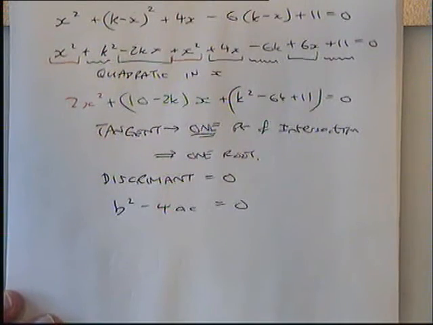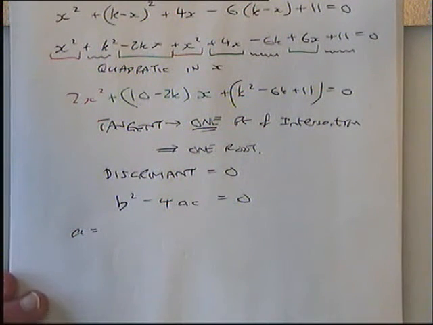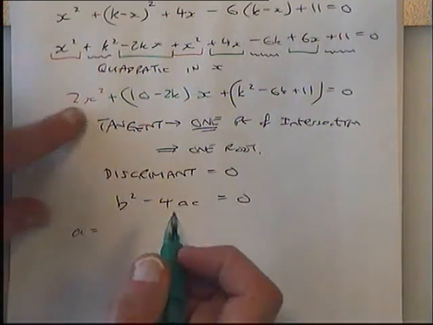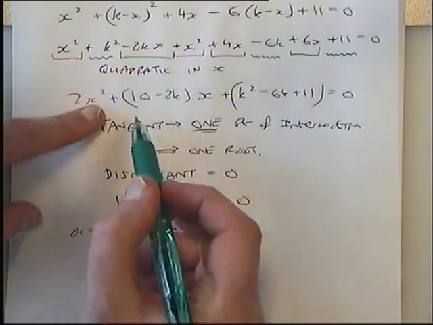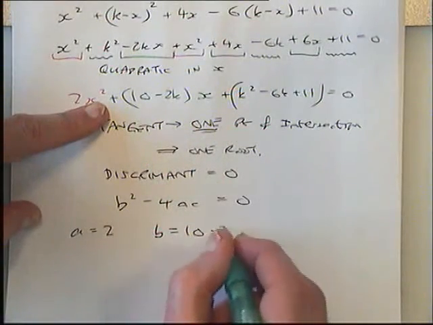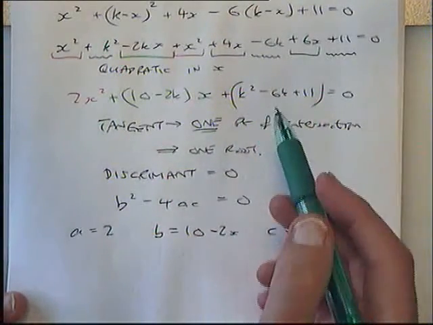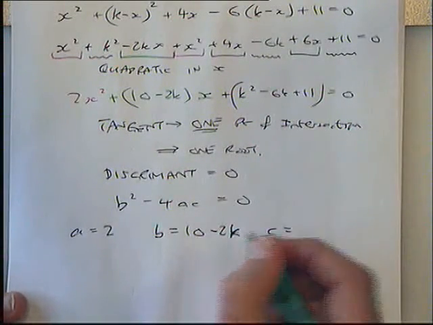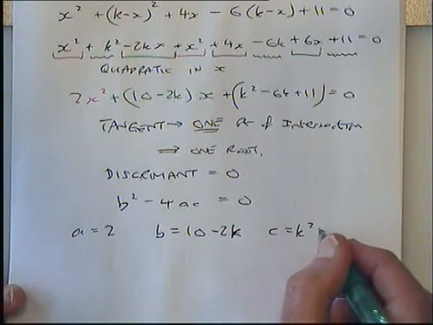Because this thing is quite complicated, I'm actually going to write down what A, B and C are. A is how many x squareds I've got? 2. B, how many x's I've got? It's this green bit here, 10 minus 2x. C is the bit that's stuck on the end: 2k. Sorry, thank you very much. C is all of that bit over there.